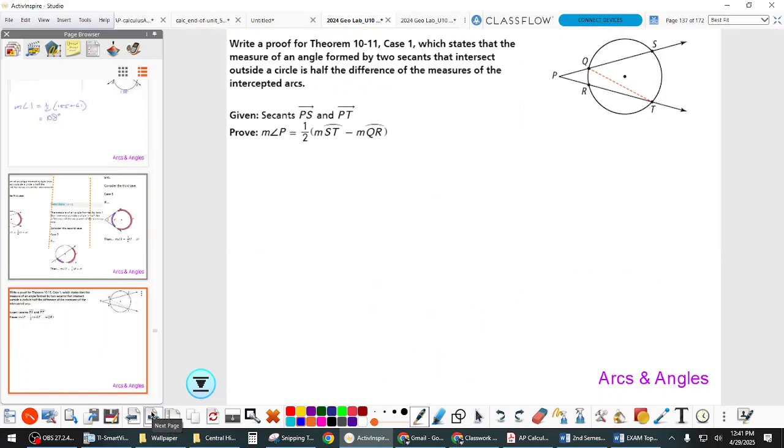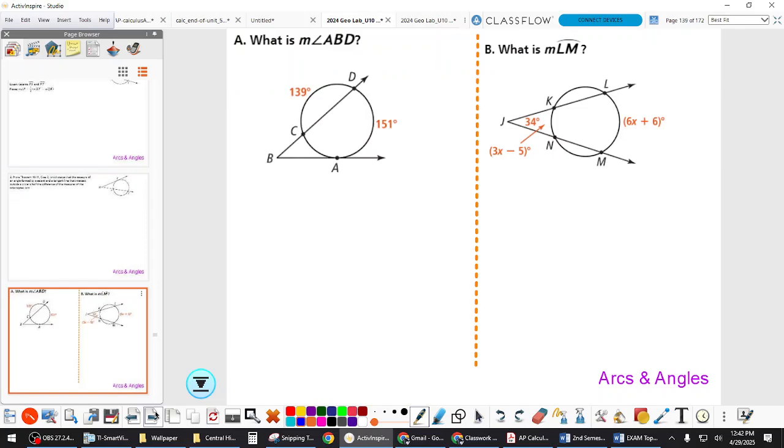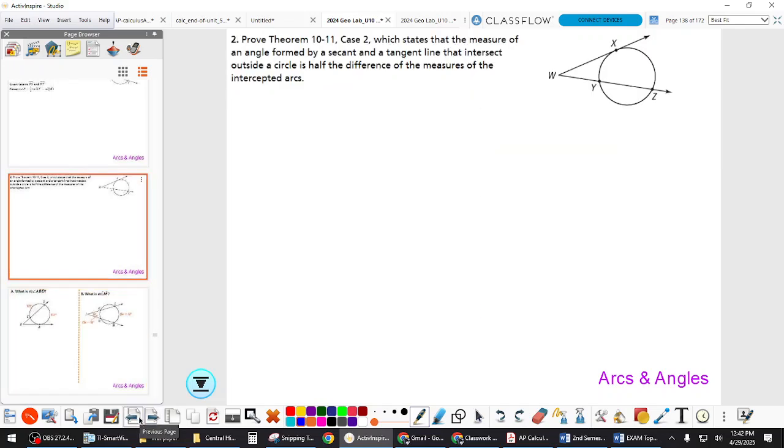That says write a proof. We haven't done that in a long time. Are we going to need to do that? No. Maybe that will be your test. Look, there are two right in a row.